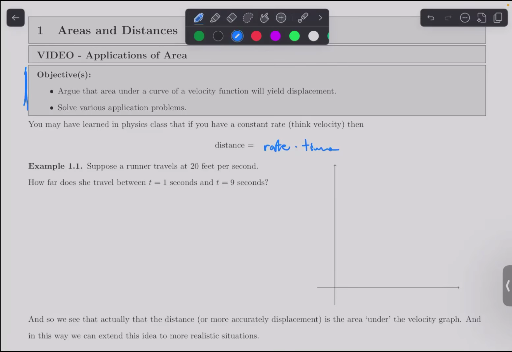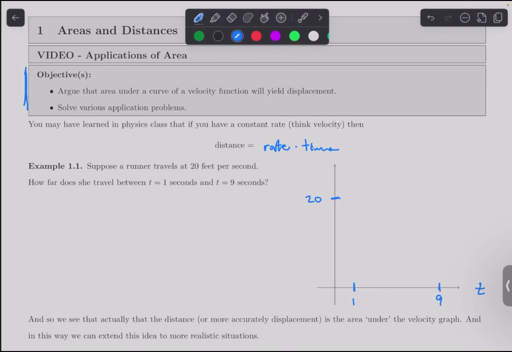Suppose a runner travels at 20 feet per second. The question is, how far does she travel between t equals 1 and t equals 9 seconds? I'm going to graph this out. If this is my time axis in seconds, we can go from 1 second here to 9 seconds over here. And along my vertical axis, this will be the speed or the rate, and this is 20 feet per second. I'll put up a 20 here, again in feet per second.